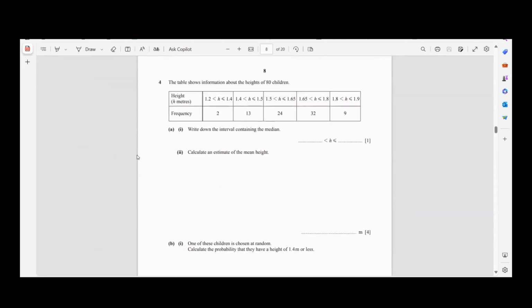Okay, now number 4. Number 4, we have this. Write down the interval containing the median. It asks us to find the median interval. Here we have 80, so we need to know which frequency holds the median. Remember, we have to add 1 first and then divide by 2.